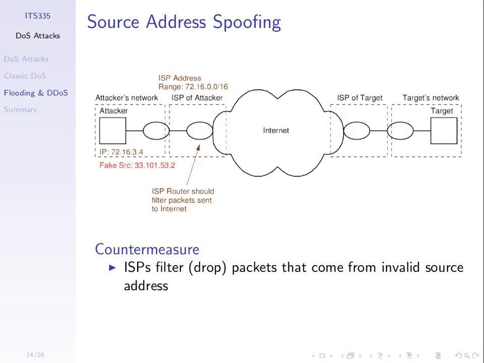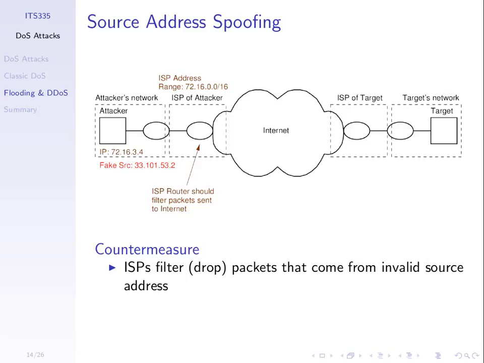If we use a fake source address though, when the attacker sends the packet, they set the source address to something different. And I just choose a random one here, 33.101.53.2. When the packet goes to the target, it doesn't know who is doing the attack. They think it's coming from 33.101 and so on. So that's the role of the fake source address.